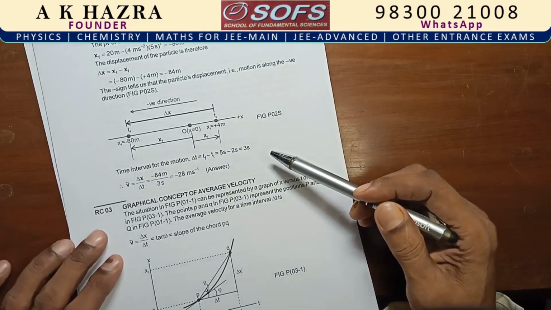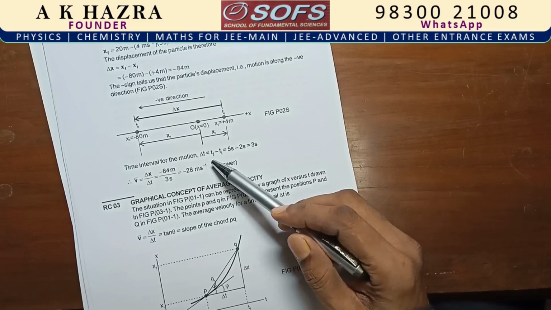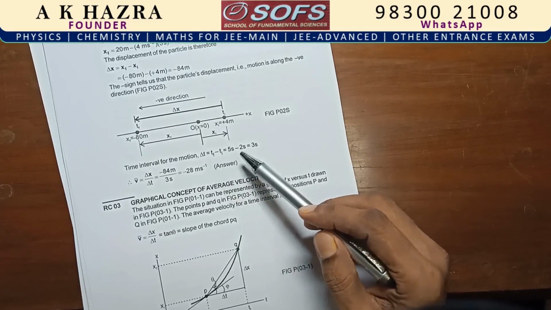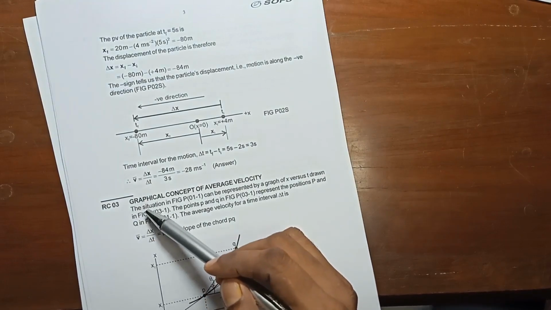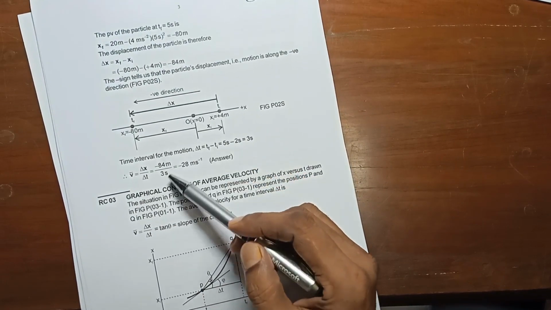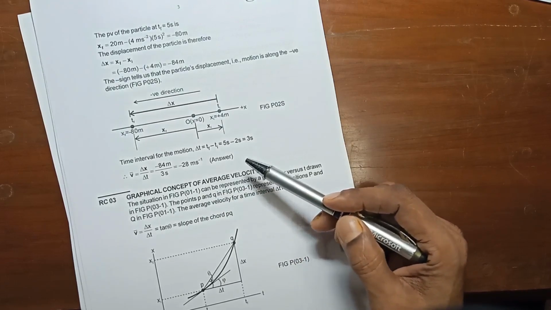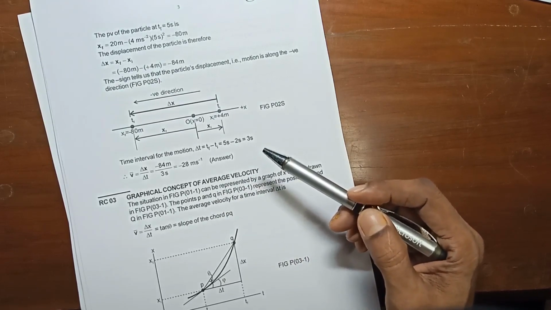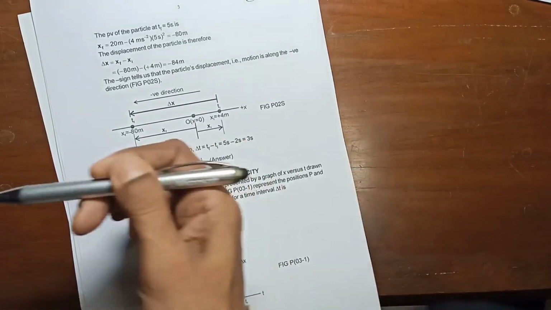Then we will find the average velocity. What is the time interval, delta t? Final time 5 seconds, initial time 2 seconds, so 5 seconds minus 2 seconds is 3 seconds. What is the average velocity? Delta x by delta t, that is minus 84 meter by 3 seconds, so minus 28 meter per second. So average velocity minus 28 meter per second means magnitude 28 meter per second, and negative means along the negative direction.